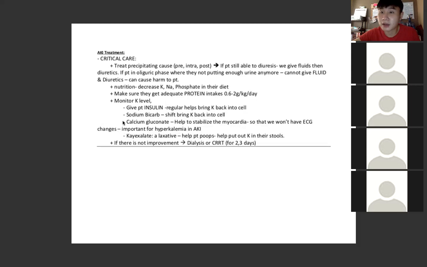So this is really good material for a SATA question, select all that apply. How can we regulate the potassium level? We give insulin, we give sodium bicarb, we give calcium gluconate, and Kayexalate. Kayexalate is a laxative. It helps the patient poop, putting potassium out in their stools. If there is no improvement after we've done everything, we will put the patient through dialysis and CRRT for 2 to 3 days.